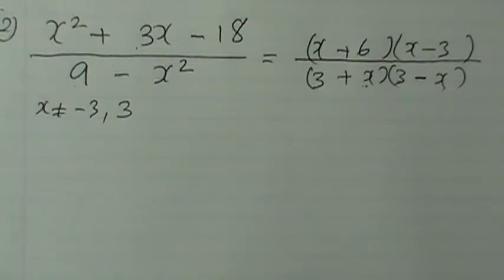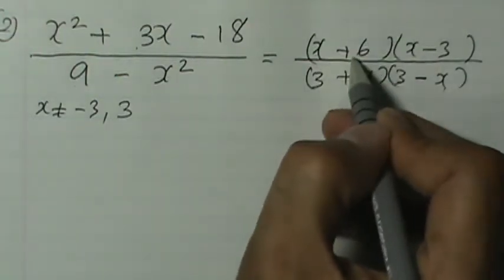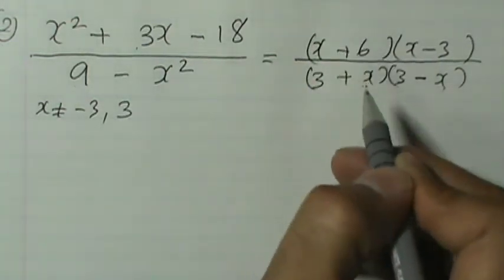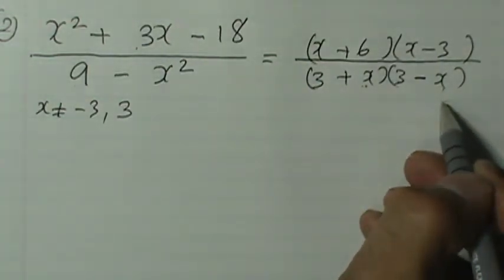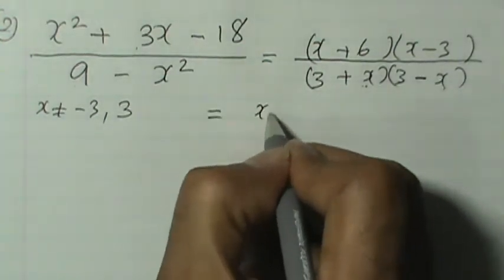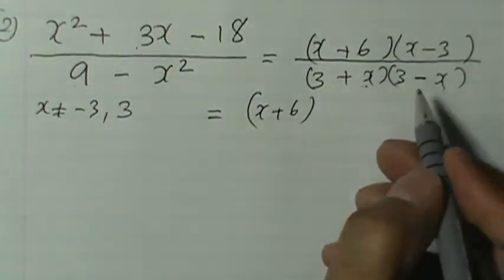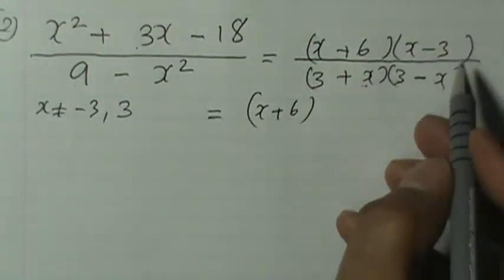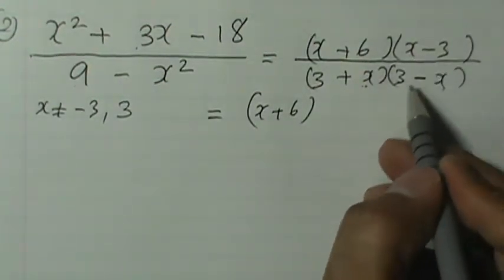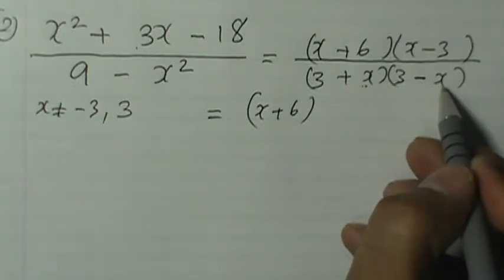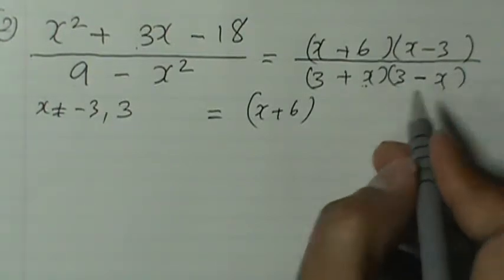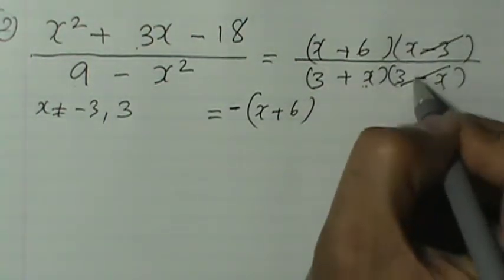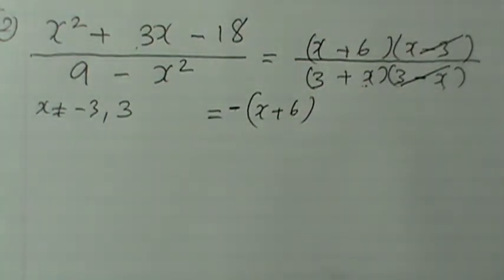Now we can simplify. For x plus 6, there is no identical term x plus 6 in the bottom, so we cannot simplify x plus 6, and we leave it as is. Now, do we have x minus 3 in the bottom? Not exactly, but x minus 3 and 3 minus x can be reduced if you put a negative 1 in the very front, because these cancel each other and the answer would be negative 1.